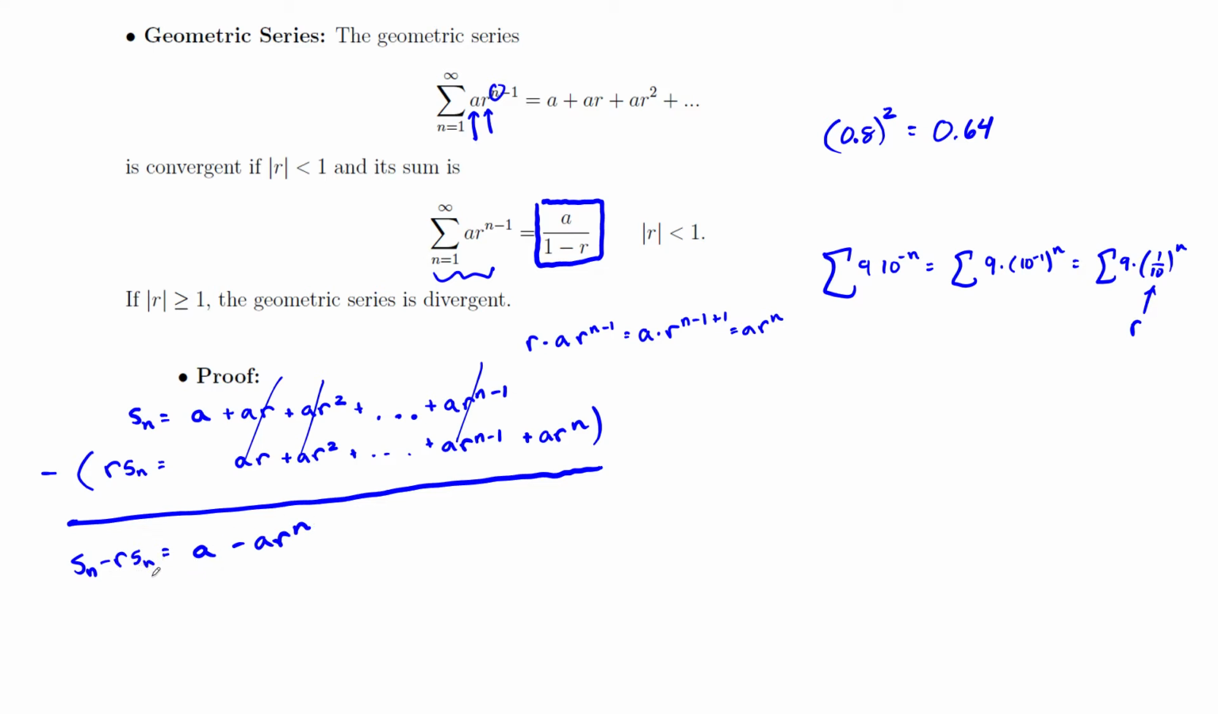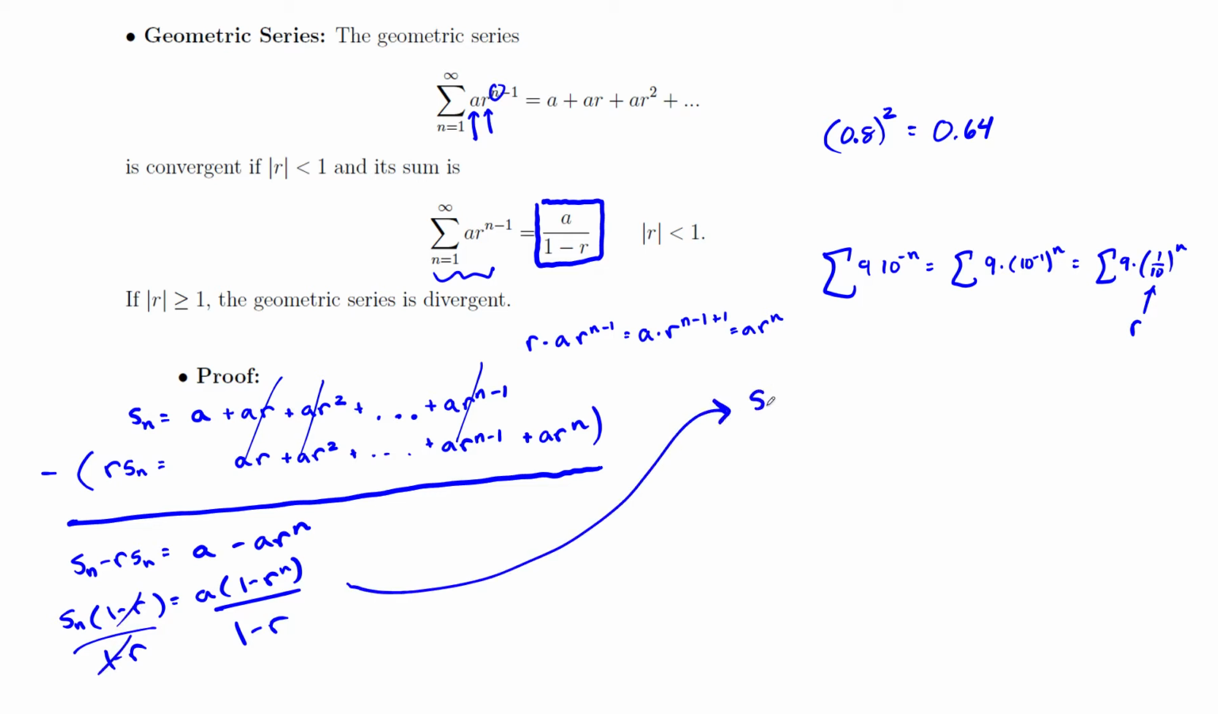Now what we can do is some factoring. I can factor out S sub n from the left side, and I can factor out a from the right side to get 1 minus r to the n, right? And then I'm able to isolate this. So this gives me a formula for the nth partial sum. S sub n is always going to be equal to a times 1 minus r to the n over 1 minus r.